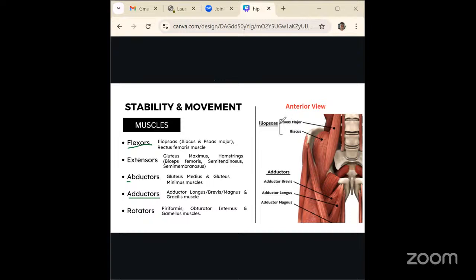So we have the iliopsoas muscle, which is comprised of the psoas major and the iliacus. And then we have the rectus femoris muscle. And then for the adductors, we have adductor longus right here, adductor brevis, and adductor magnus. Then we have the gracilis muscle there. Okay, so moving ahead from that, let's forge ahead.